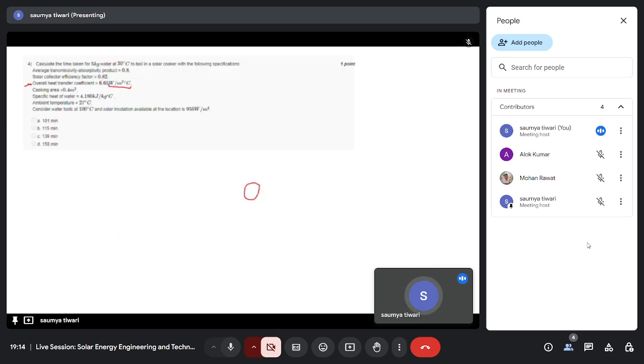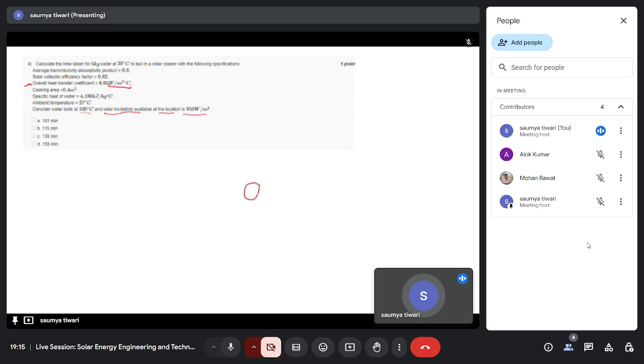Now, this is the next question. Calculate the time taken for 5 kg of water at 30 degrees Celsius to boil in a solar cooker with the following specification. The average transmissivity-absorptivity product is given, the collector efficiency factor is given, the overall heat loss coefficient is given, the cooking area is given, the specific heat of water is given, and the ambient temperature is given. Consider that water boils at 100 degrees Celsius, we all know that, and the solar insolation available at the particular location is 950 watt per meter square.